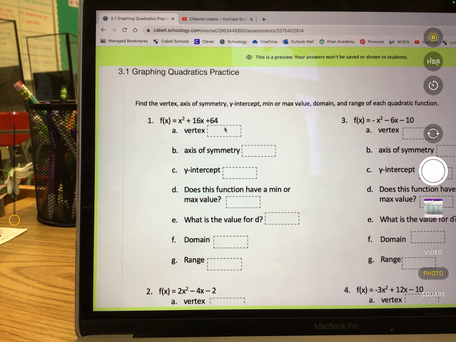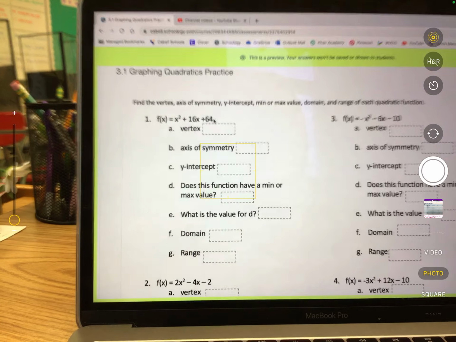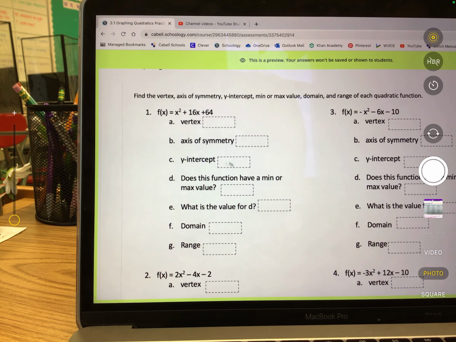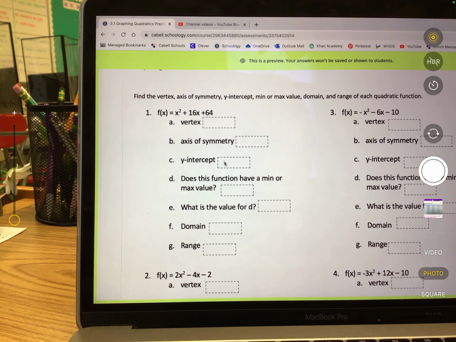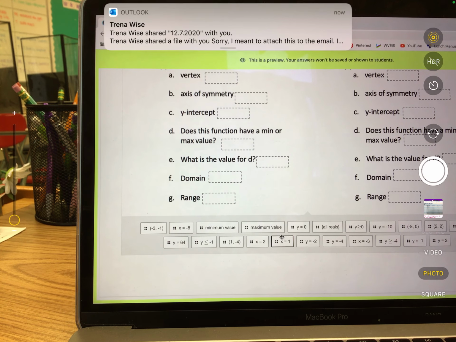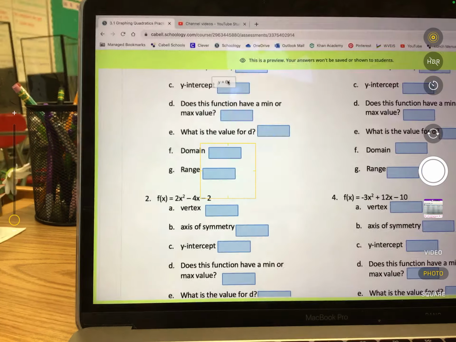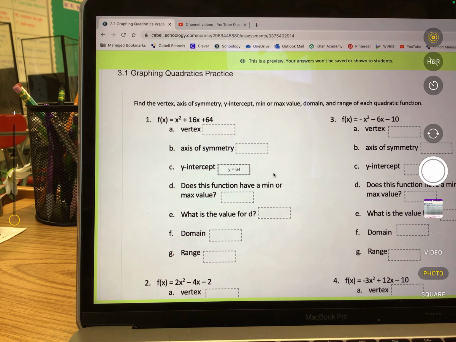So let's look at this first one. You have to find all of these things that we just did for this problem. So I would recommend go in order. So this is not the right order. So we did y-intercept first. And we know that the y-intercept is simply just the value of c. So the y-intercept is going to be y equals 64. So if you scroll down here, you have all of these options available to you. And here is y equals 64. So I'm going to drag it up and put it on the y-intercept.